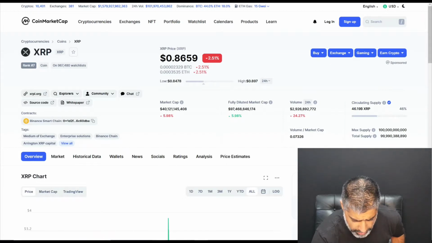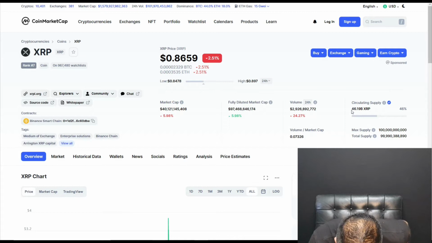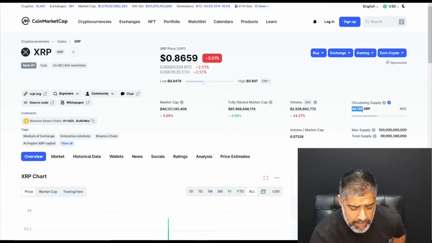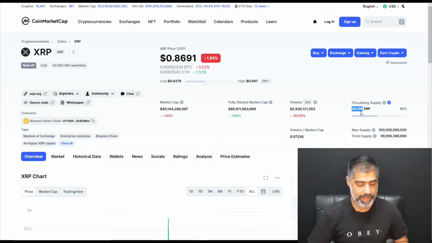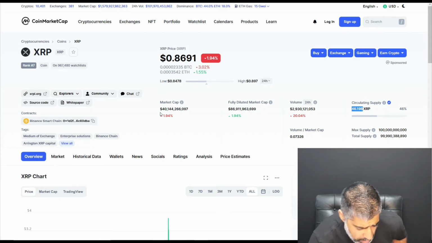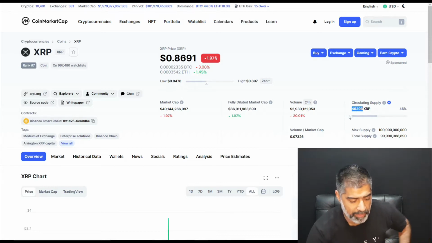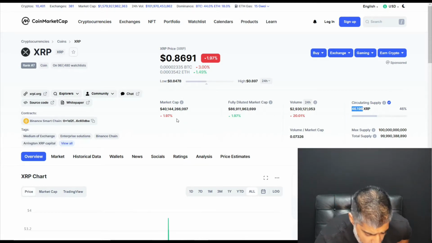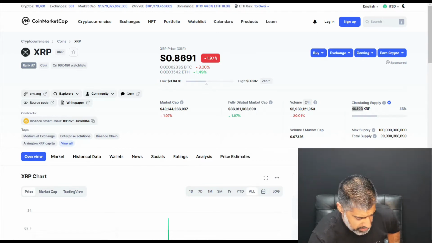And what we want to look at is the circulating supply. Circulating supply is 46.19 billion tokens. What's the current market cap? The current market cap is basically the circulating supply multiplied by the price, which is $40 billion. So let me just pull up my calculator.